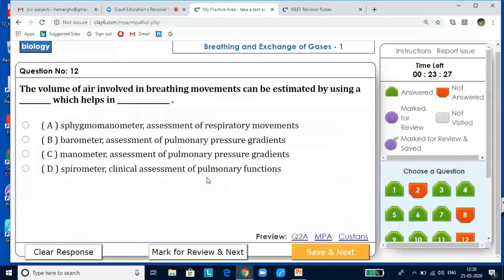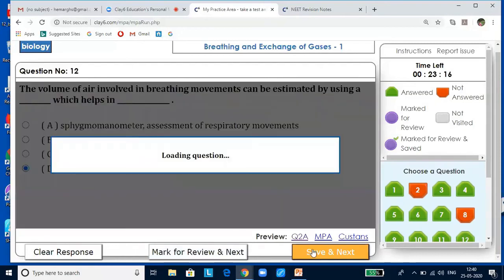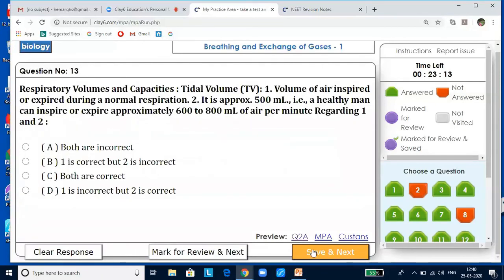The volume of air involved in breathing movements can be estimated by using a spirometer, which helps in clinical assessment of pulmonary functions. Respiratory volumes: tidal volume, the volume of air inspired or expired during a normal respiration. That is right. It is approximately 500 ml. That is, a healthy man can inspire or expire approximately 6000 to 8000 ml of air per minute. Now, one is correct, but two is incorrect.